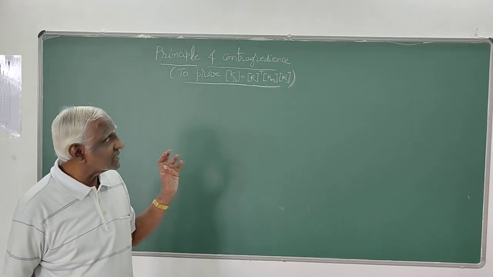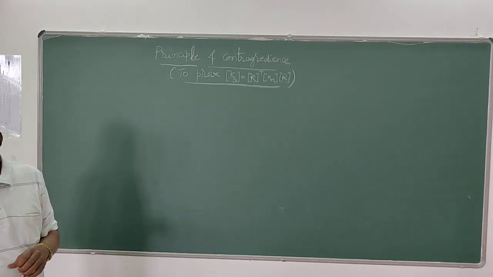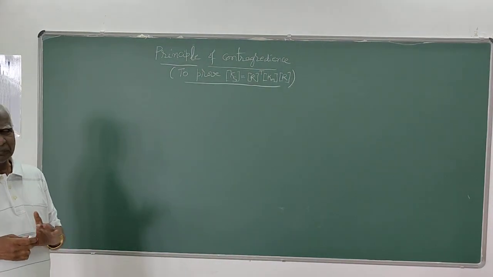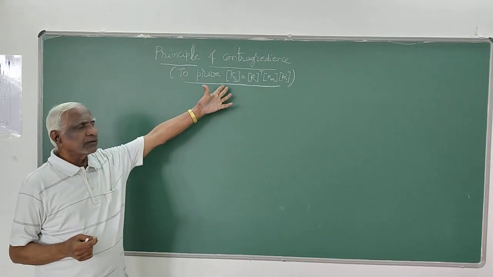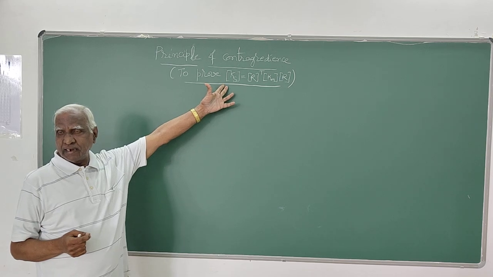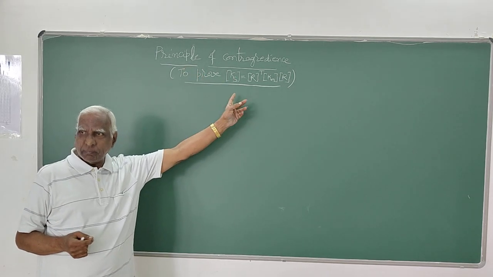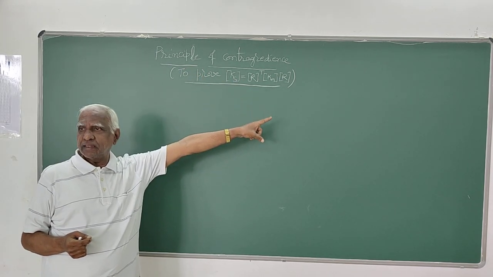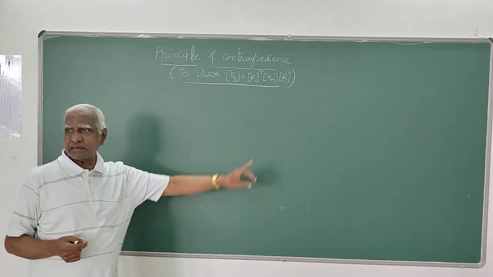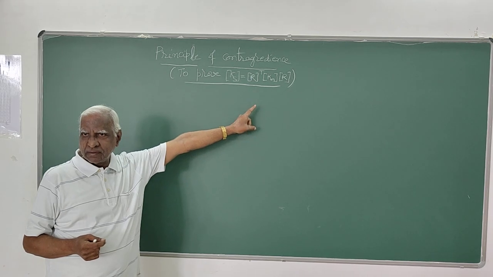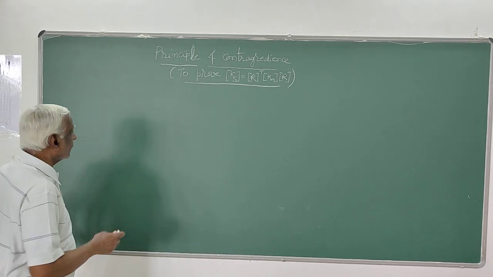Today we will take up this principle of contragradients. There is only one principle. Using that, you can derive the relationship between the global stiffness matrix and the local stiffness matrix through a transformation matrix R. That is the thing now.